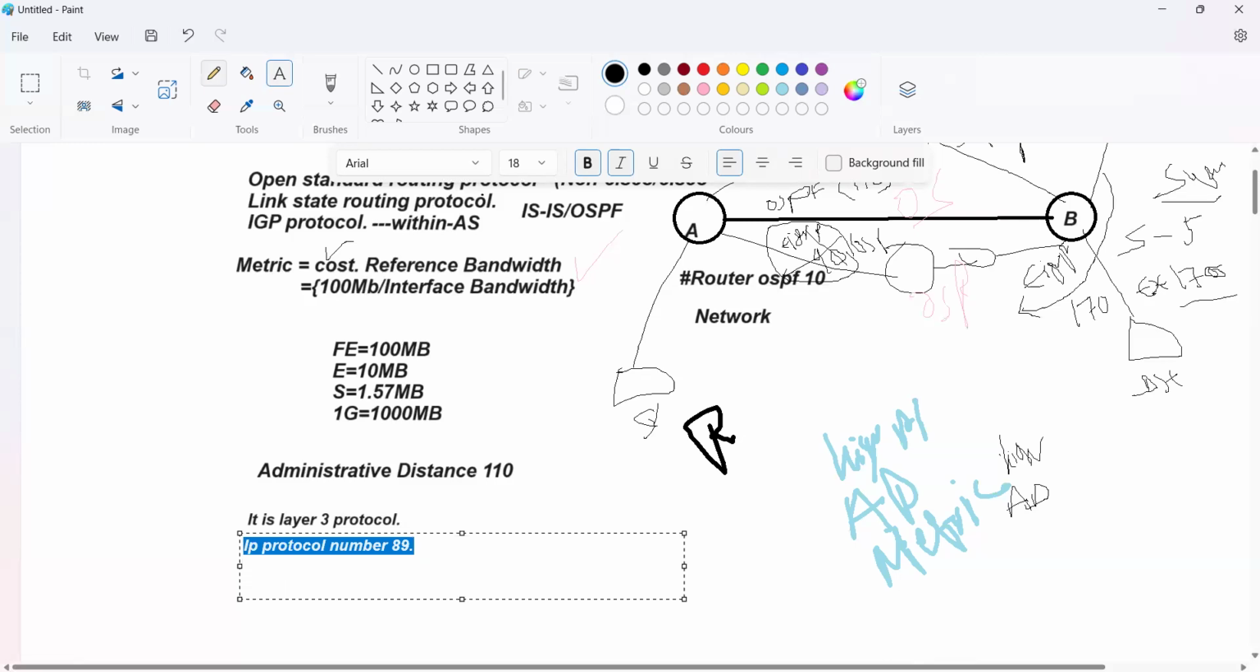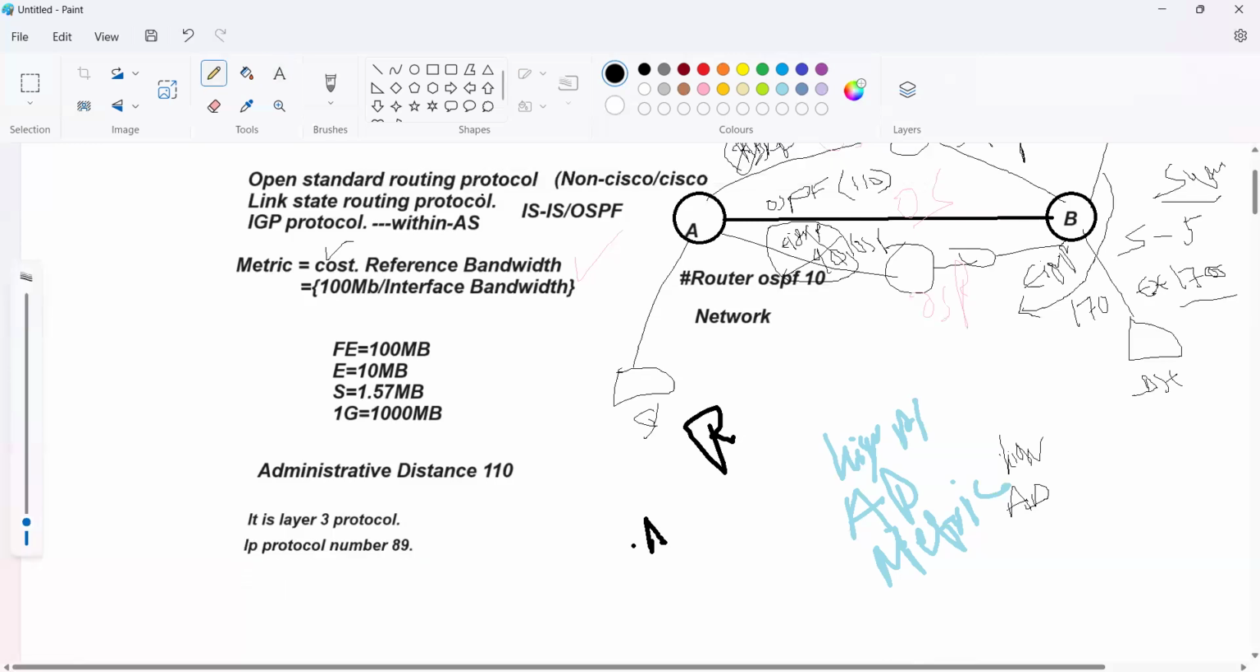Whenever we are configuring ACLs, some traffic will be denied or permitted. We need to permit some traffic, and we need to deny some traffic. So basically, we use these protocol numbers. With the help of the protocol number, we deny the traffic or permit the traffic. That is possible with the help of the protocol number only. That protocol number is 89.